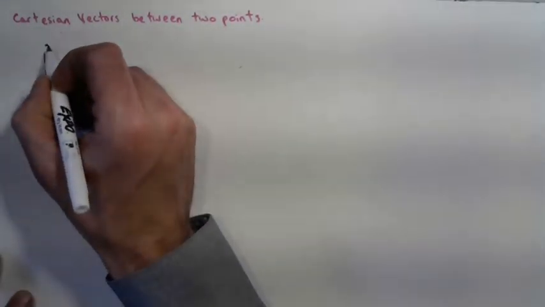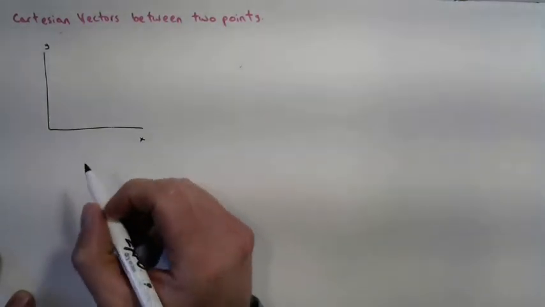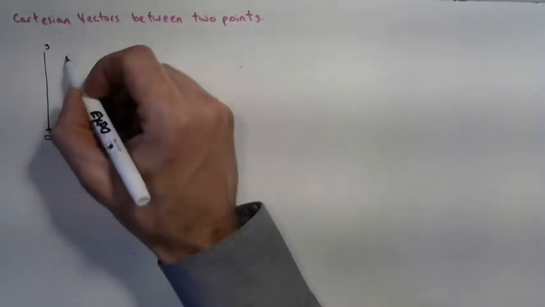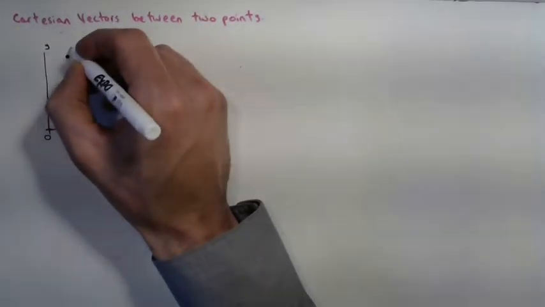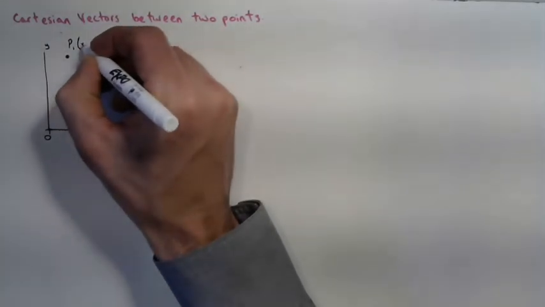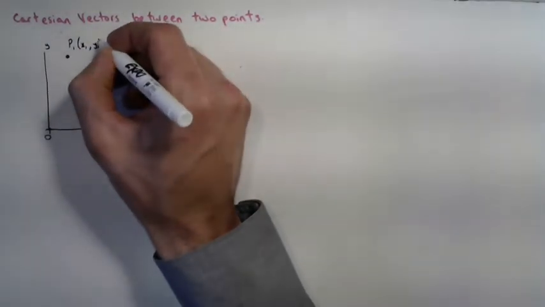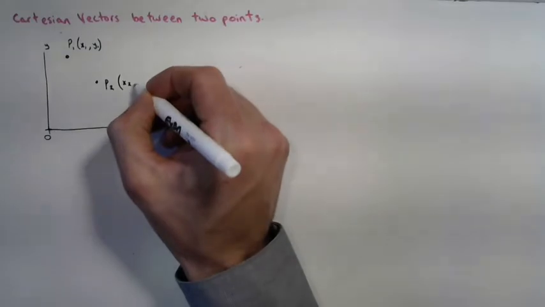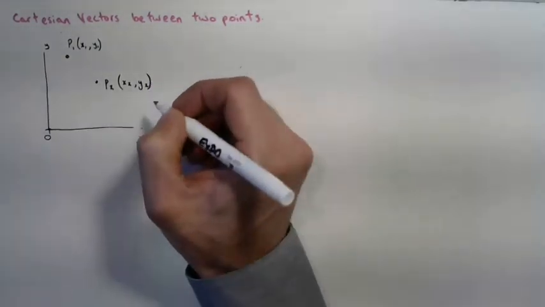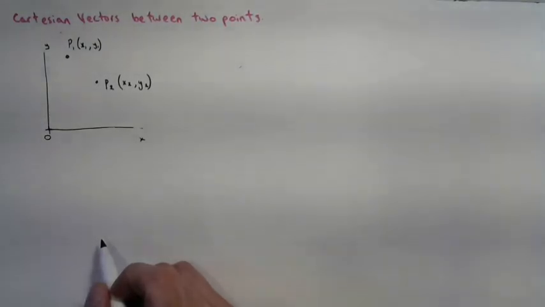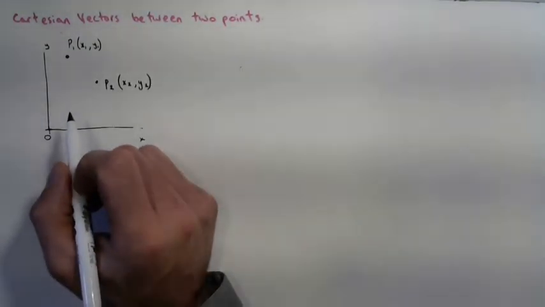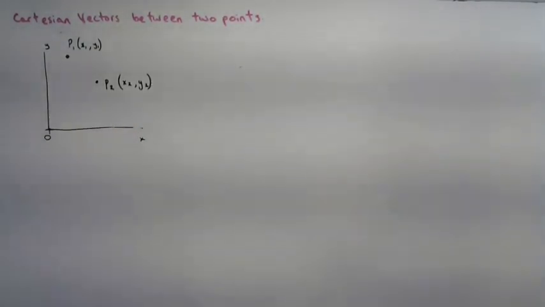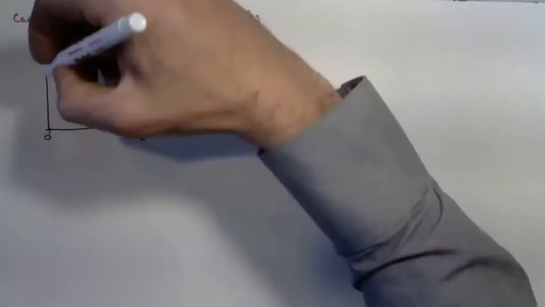where we have our y-axis and our x-axis, and we have the origin, 0, 0, and we have the point P1, represented by the coordinates x1, y1. And then maybe over here you have P2, represented by the coordinates x2, y2. And we want to be able to determine the magnitude of, or the vector that can be used to represent, the vector P1P2.